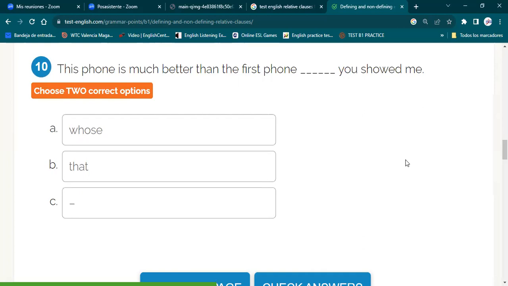Guido, this font is much better than the first font you showed me. Two correct options. Whose you show me, that you show me, or nothing. That you showed me. And the second option, whose or nothing? Nothing.